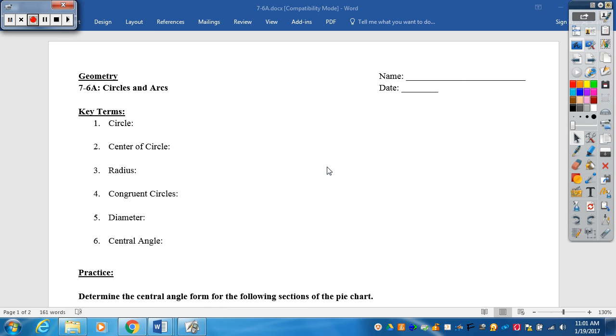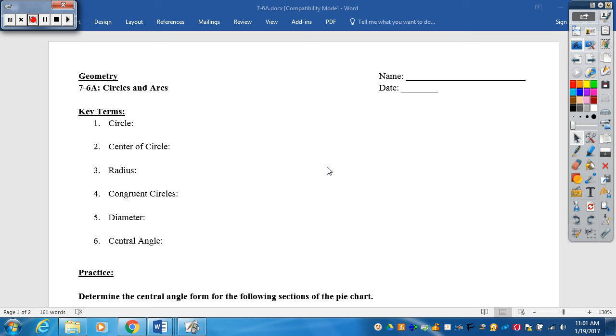For number 2, the center of a circle, I just put in quotation marks, the given point. Okay, what are we referring to from the previous definition? Everything is revolving around one centralized point. Well, what is the center of a circle? It's the given point.